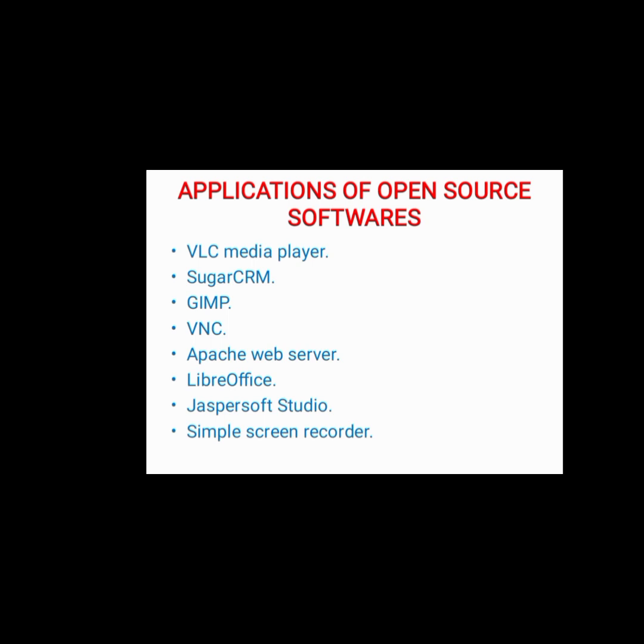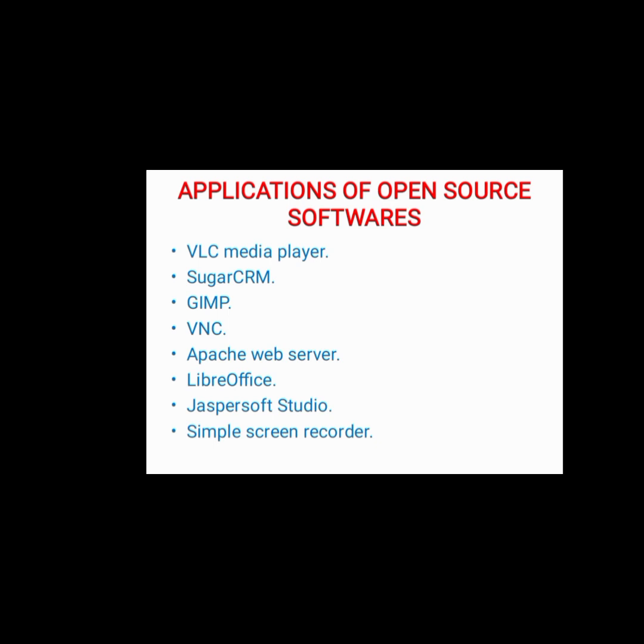Next one is SugarCRM. What does CRM mean? It means customer relationship management. It is a cloud-based application used for handling sales automation, marketing automation, account management, and customer relationship management needs. Third one, GIMP, that means GNU Image Manipulation Program. It is used for photo retouching, image composition, and image authoring.